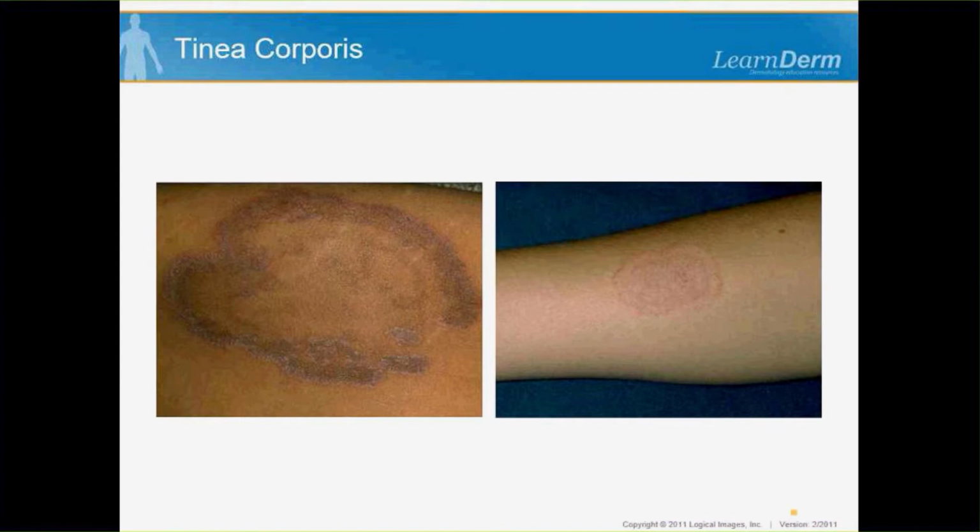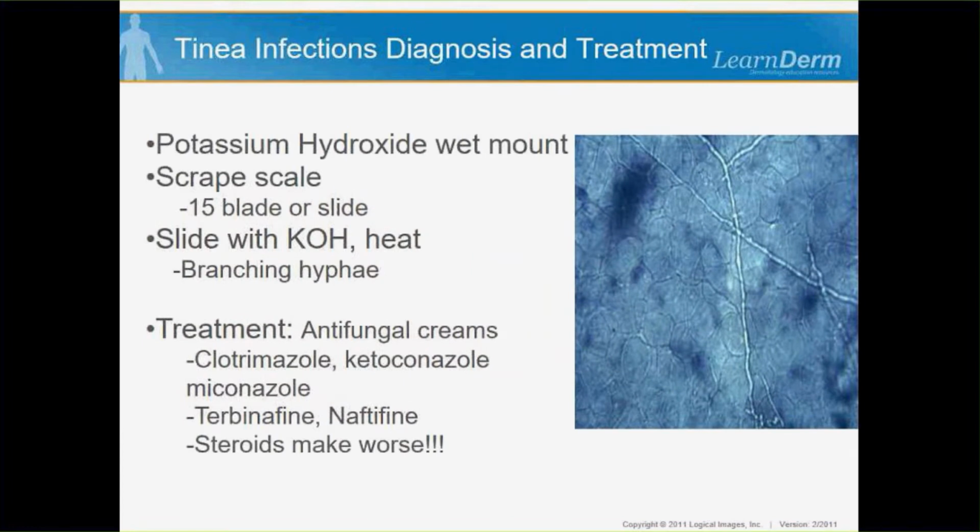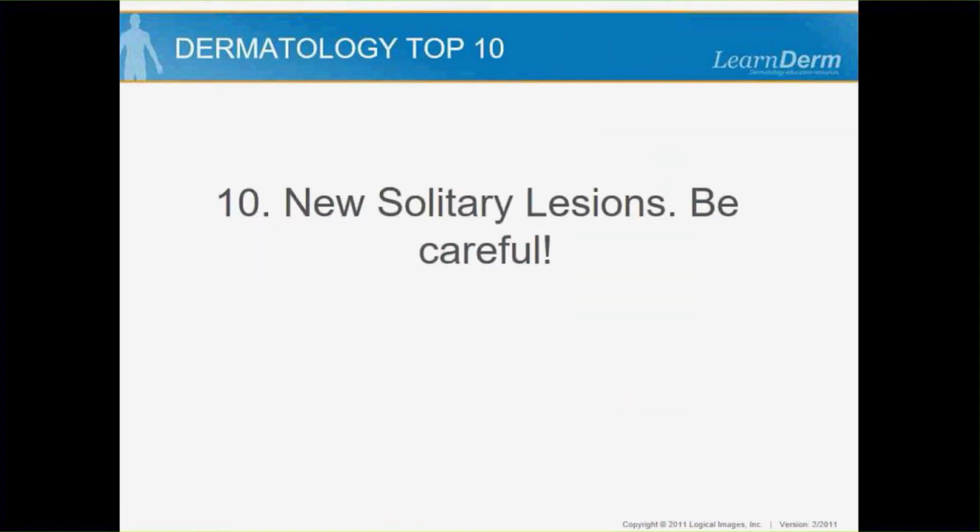So Tinea Corporis is said to have a peripheral scale, meaning out at the edge is where you scrape for tinea. And, of course, you scrape and you look for fungal hyphae, and you treat Tinea Corporis with antifungal creams like clotrimazole, ketoconazole, miconazole, terbinafine, and naftifine. And, of course, steroids will make it worse.